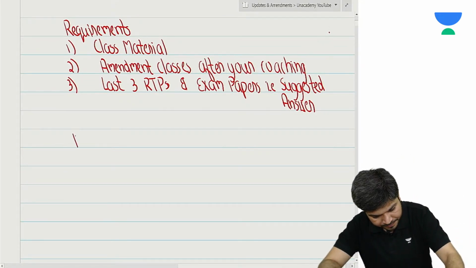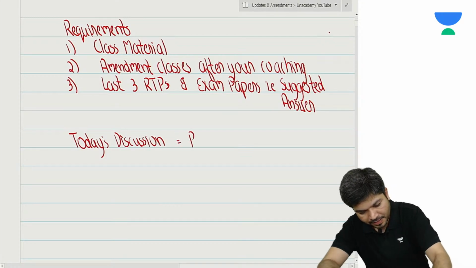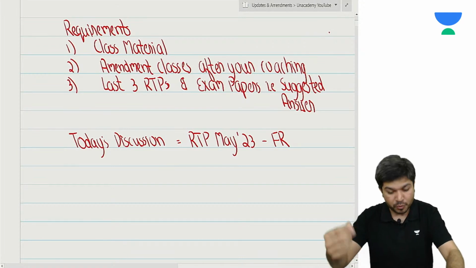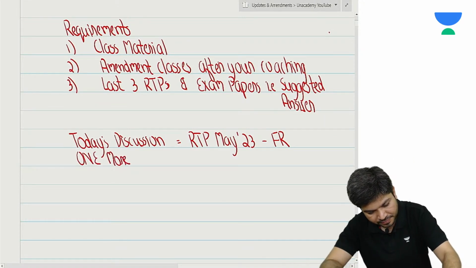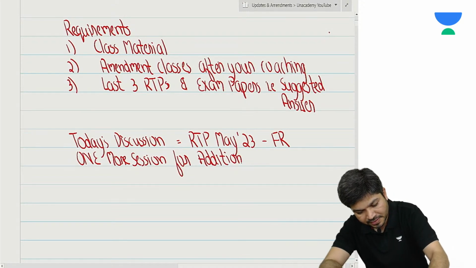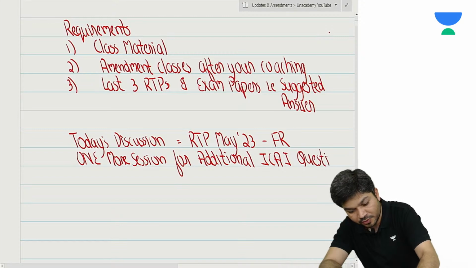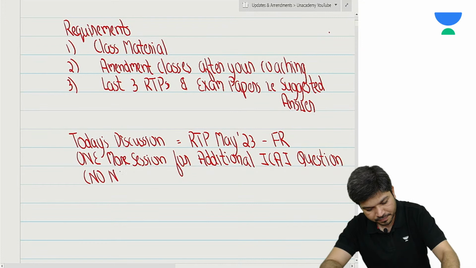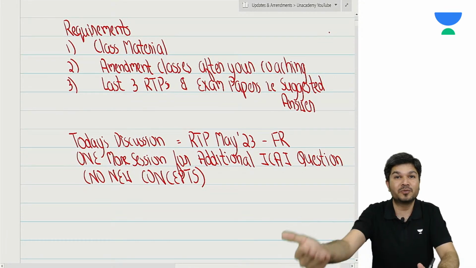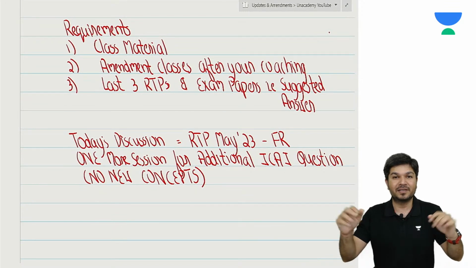Now, today what we are discussing. Today's discussion is about your RTP May 23 of FR. Okay, we'll come out with one more session for additional ICAI questions. ICAI came up with a new material. So additional ICAI, few questions they've added, no new concepts. It's just the questions. This will be coming up later, probably next Sunday or next to next Sunday. So I'll be taking these amendment classes or basically these RTPs only on Sundays. This will help you to attend it and you can continue normal studies which are going on.